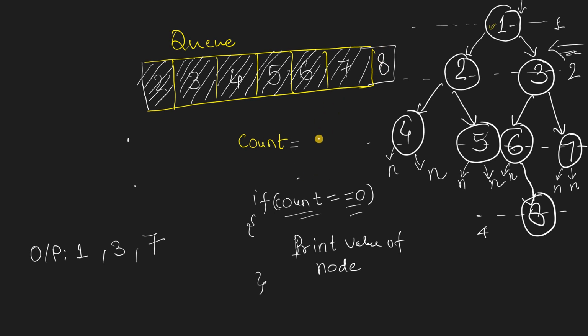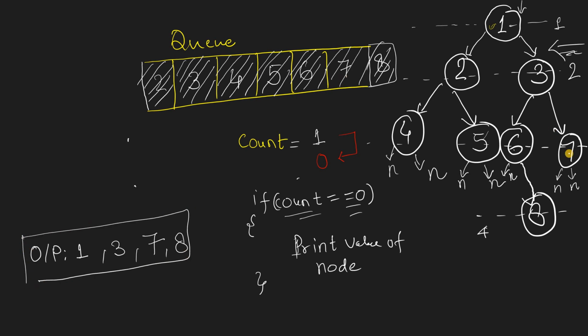As our counter value is 0, we will again make our count equal to the number of elements present in the queue. So only 8 is present in the queue, so our count will become 1. Now we'll pop the element from the queue, which is 8. Now we will decrement our counter, so this will become 0. Now our count is equal to 0, so we'll print the value of the node, which is 8. So now our count is 0, and our queue is also empty. That means this will be the output. And if you see, this is our right view of the tree.